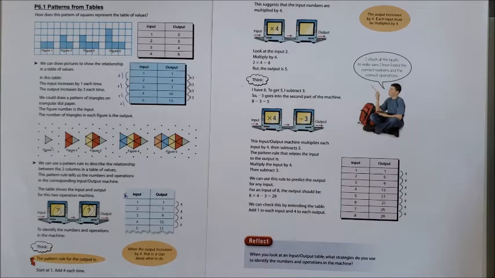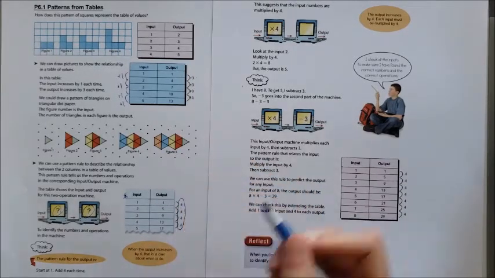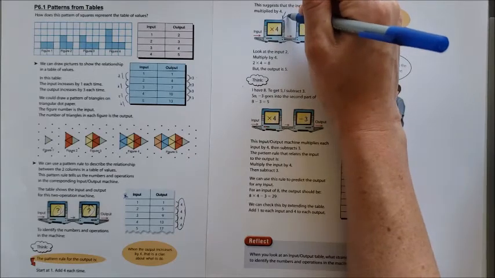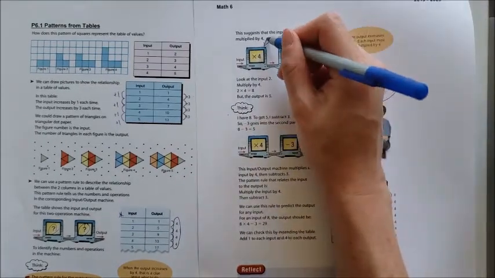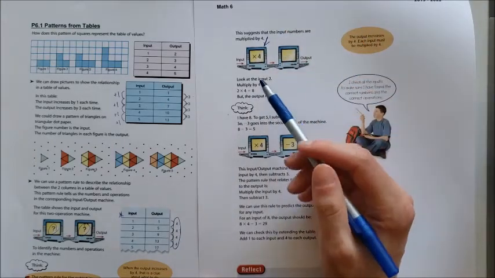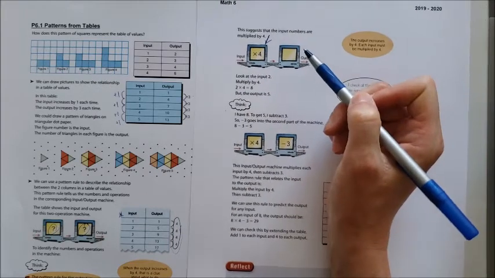That's giving us a clue as to what to do. However much my output increases by, that is what I multiply by. That is the very first thing I'm going to do: multiply by whatever my output increases by. So you'll see here, I'm going to multiply by 4.